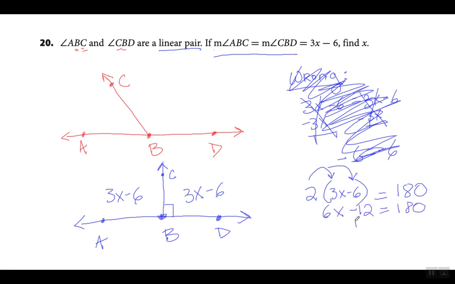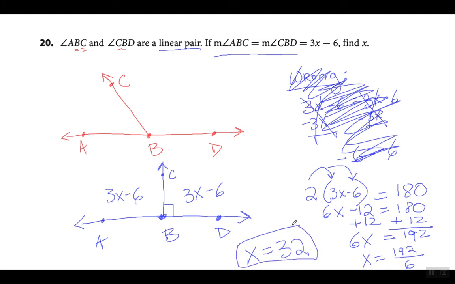Okay, I'm going to move the 12 to the right by adding, and that's going to give me 192. Oops, 192 equals 6x. And now to get my final answer, I've got to divide. x equals 192 divided by 6. Okay, when I divide that, I'm going to get x equals 32. That's my answer.